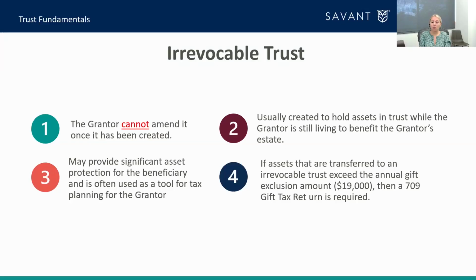Transfers to irrevocable trusts are subject to gift tax laws. Pretty much any time you transfer assets to someone other than your spouse, and that includes to trusts, you are subject to gift tax laws. There is an exemption amount that Dom is going to go over in a few minutes, but generally, if you create an irrevocable trust during your lifetime and you transfer assets into that trust that are valued at more than $19,000 per beneficiary of the trust, you have to file a 709 gift tax return, notifying the IRS that you've used some of your lifetime exemption amount.